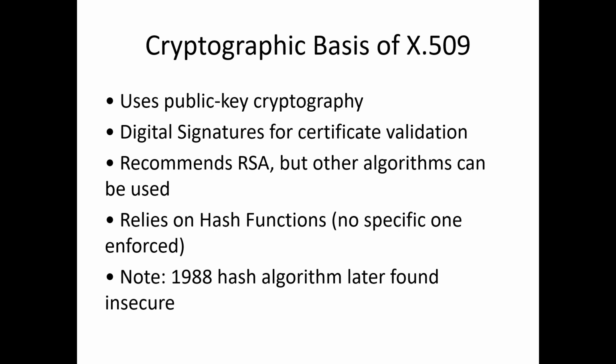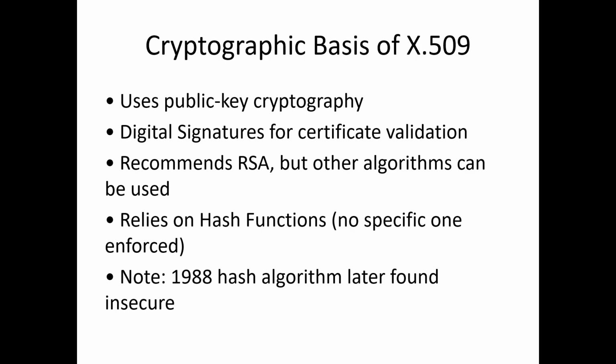It relies on a hash function, though no specific one is forced. It hashes the data before signing it for integrity, like SHA-256. In 1988, the hash algorithm was later found insecure. Earlier algorithms like MD5 were broken, so newer ones like SHA-2 are preferred. For example, to validate a certificate, your browser hashes the data and compares it with the decrypted signature from the CA.